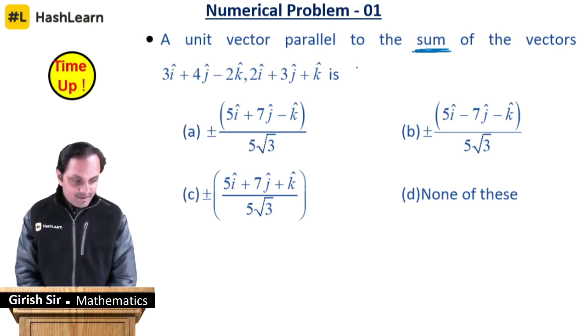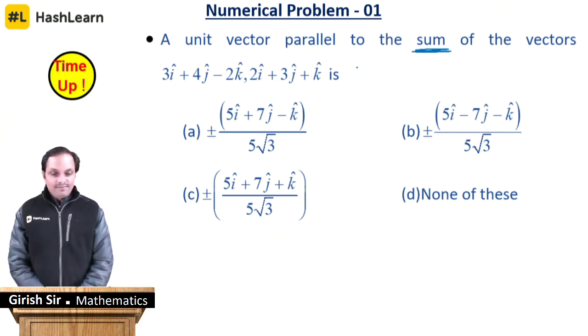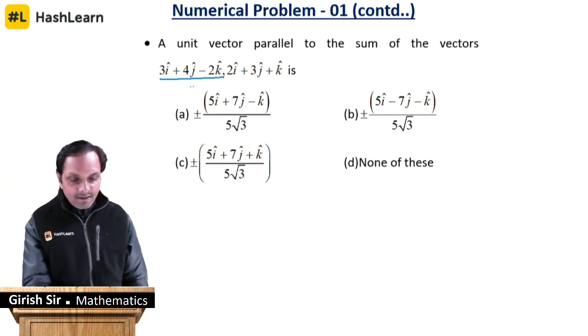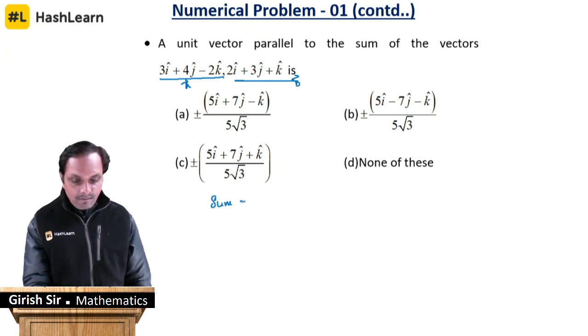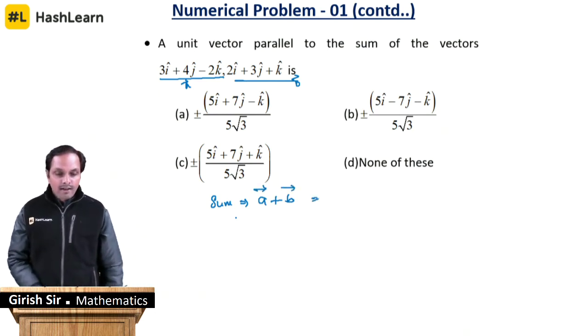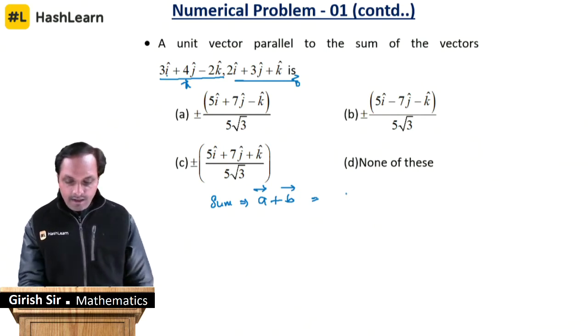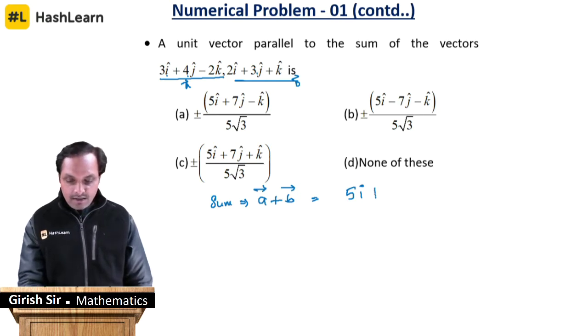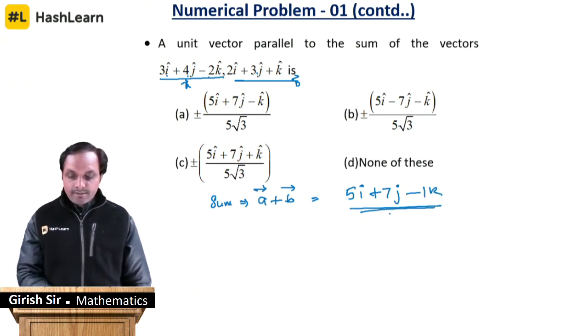Time up. Let's see how to do this. Let me take this as vector A and this as vector B. You know what the sum is? A plus B. So you need to just add both. How to add? 3i plus 2i is 5i. 4j plus 3j is 7j. Minus 2k plus k is minus 1k. See, this is your vector.